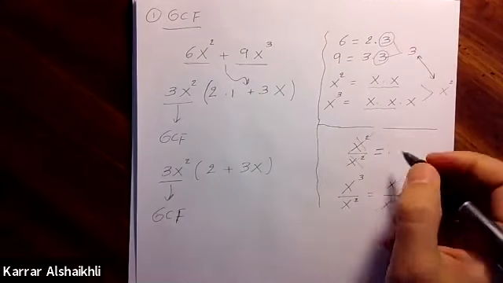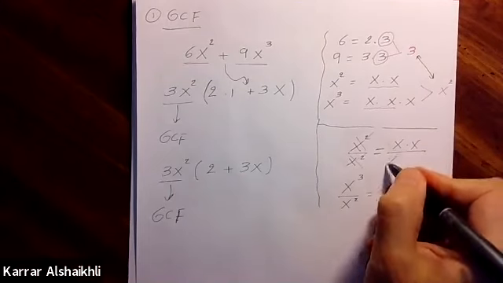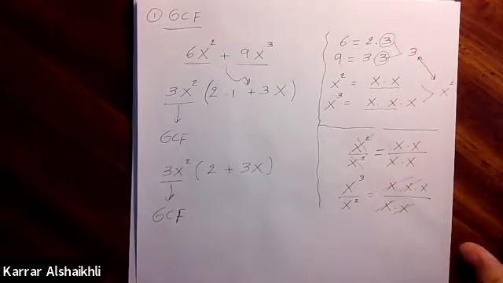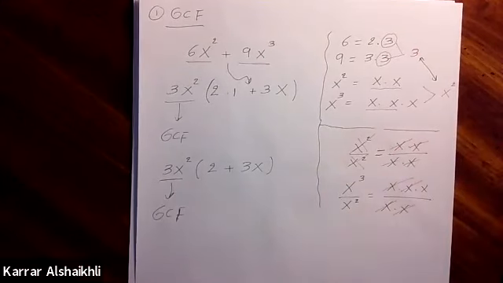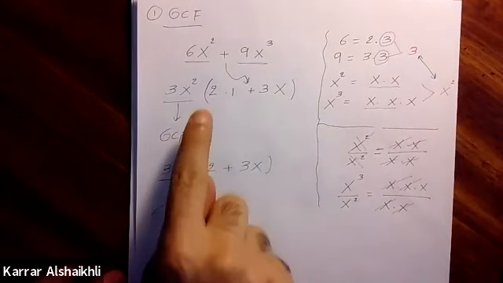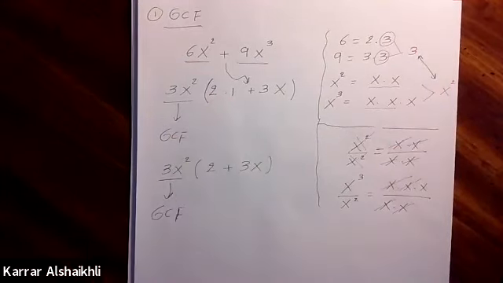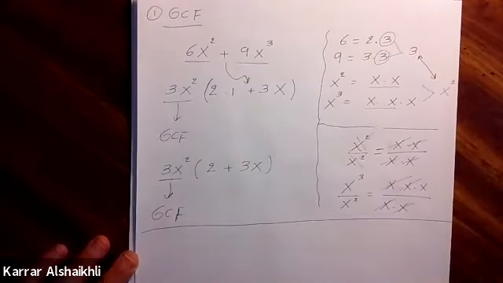How many x's do we have on the top? 2 x's. How many x's do we have on the bottom? 2 x's. Cancel this one with this one, this one with this one. What's the leftover? Don't say the leftover 0. The leftover is 1. So you're just going to say 2 times 1 is going to be 2. We're going to do more examples about how to find the GCF because this is really important.